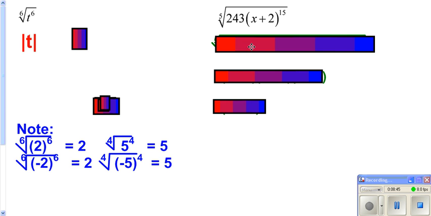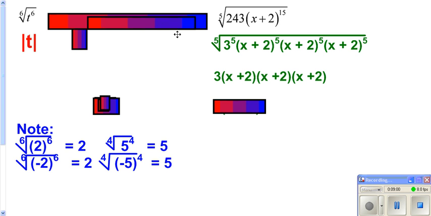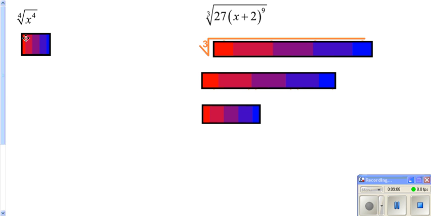Over here we have a fifth root, so we're going to rewrite stuff with fifth powers. 243 is 3 to the fifth, x plus 2 to the fifth, x plus 2 to the fifth, x plus 2 to the fifth. Your fifth root undoes all your exponents of 5. They disappear. Short way to write that then is this to the third power. Even root, so you know you got to get a positive out.